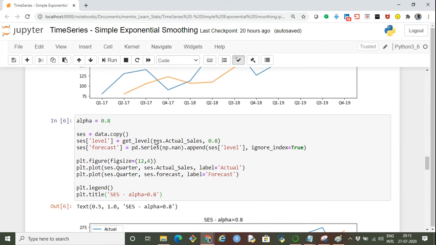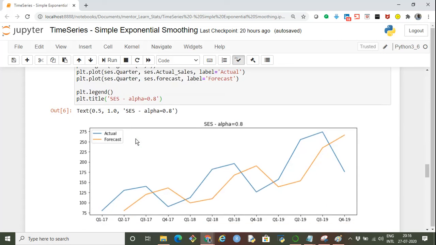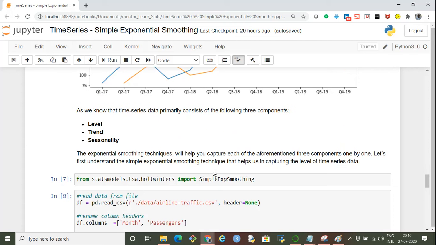And if I give a very high weightage of 0.8, then it will be almost similar to whatever the initial actual observations are. So this is the crux of simple exponential smoothing. Basically, we have to give slightly higher weightage to the most recent observation, and the older values will have lesser weightage.